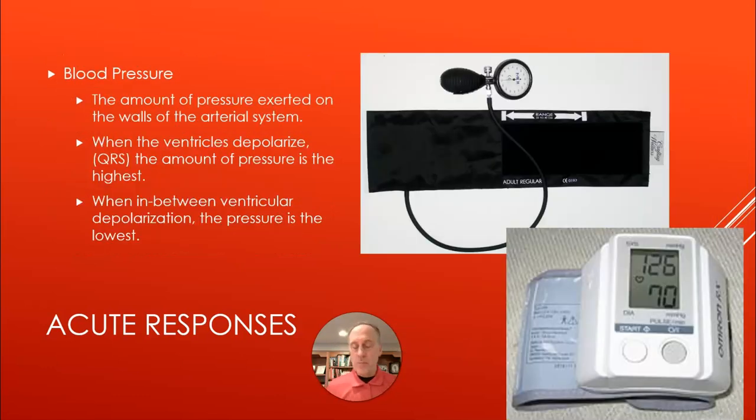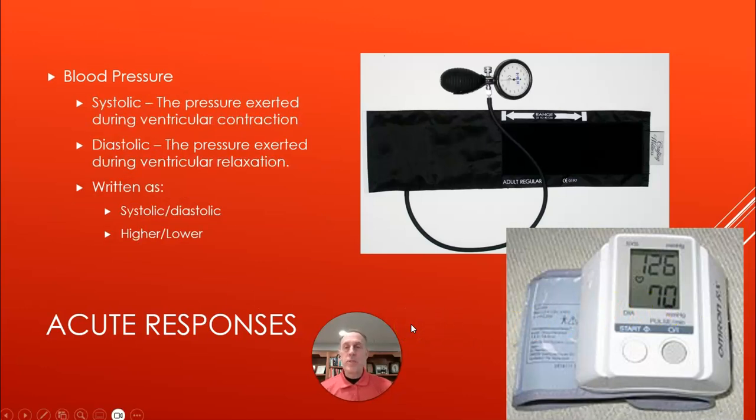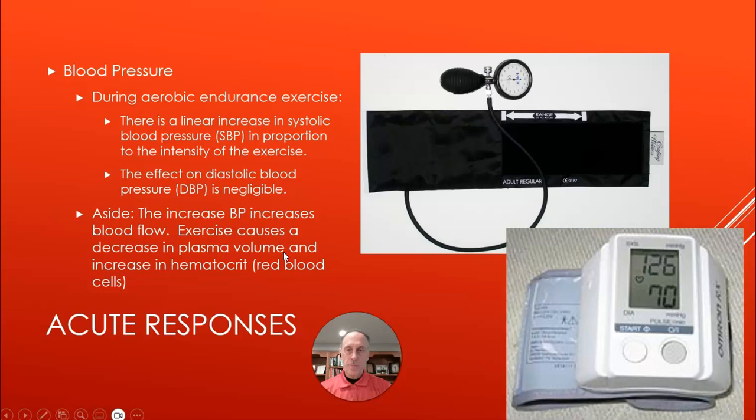So with blood pressure on the acute response side, the amount of pressure exerted on the walls of the arterial system changes. And when the ventricle is depolarized, if you remember the QRS, that's when the pressure is the highest, denoted by 126 here. And in between ventricular depolarization, the pressure is the lowest. That's represented by the 70 here. We talked about that at length in our previous presentations, and we talked about systolic over diastolic. S is the 126, the D diastolic is 70, and it's written S over D, or higher over lower.